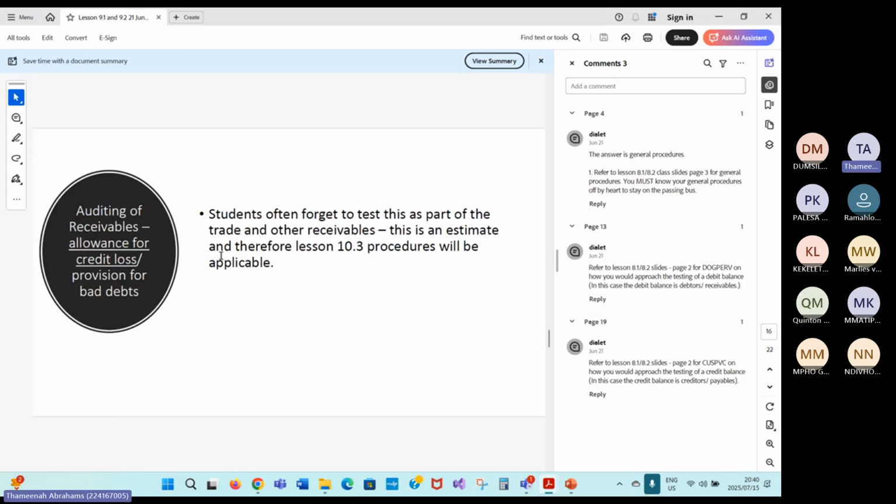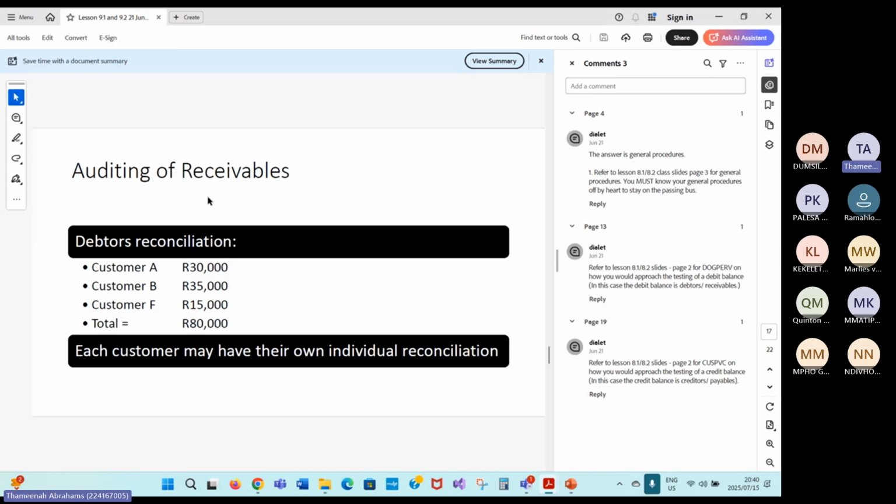So trade debtors and trade creditors can have a debtors recon and a creditors recon, right? In the past, UNISA asked a question where they told the student to formulate substantive procedures on a specific debtor, say debtor A. You know what students gave UNISA? The procedures to audit the balance of all the debtors.